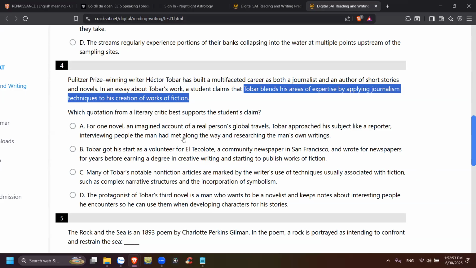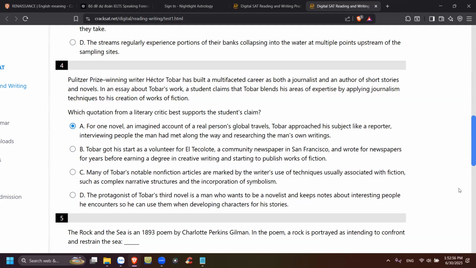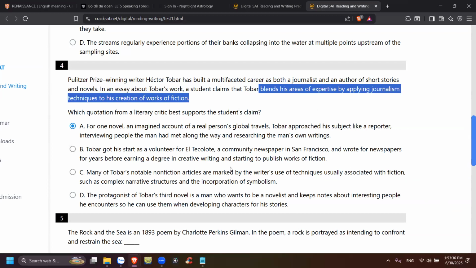Are you sure? But C looks also correct, right? You see, that's why it's between A or C. But C is about nonfiction articles. Well, even though it's nonfiction articles, he used a lot of techniques associated with fiction, right? So it's the blending, you know. This is areas of expertise.